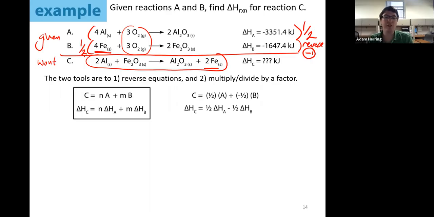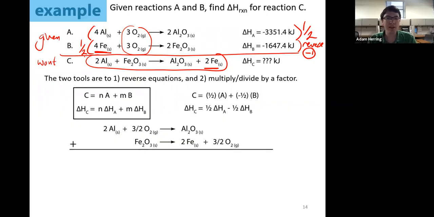Therefore, the energy involved is going to be equal to 1/2 of the enthalpy for A minus 1/2 of the enthalpy for B. So let's rewrite these equations. This is reaction A multiplied by 1/2. This is reaction B multiplied by -1/2. If we add these together, we get 2 aluminum plus 3/2 oxygen plus 1 iron oxide yields 1 aluminum oxide plus 2 iron plus 3/2 oxygen.